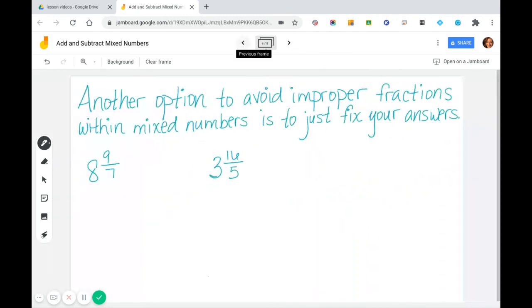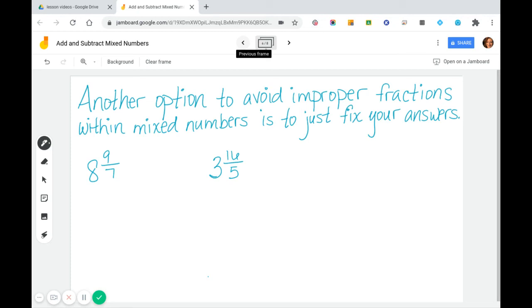Whoops, too far. Now there is another option. If I hadn't converted them to improper fractions first, if I had added and I ran into one of those cases where I get an improper fraction within the mixed number, so I have a whole number and an improper fraction, remember, that's not allowed. The other thing you could do is just fix your answer, correct your answer.